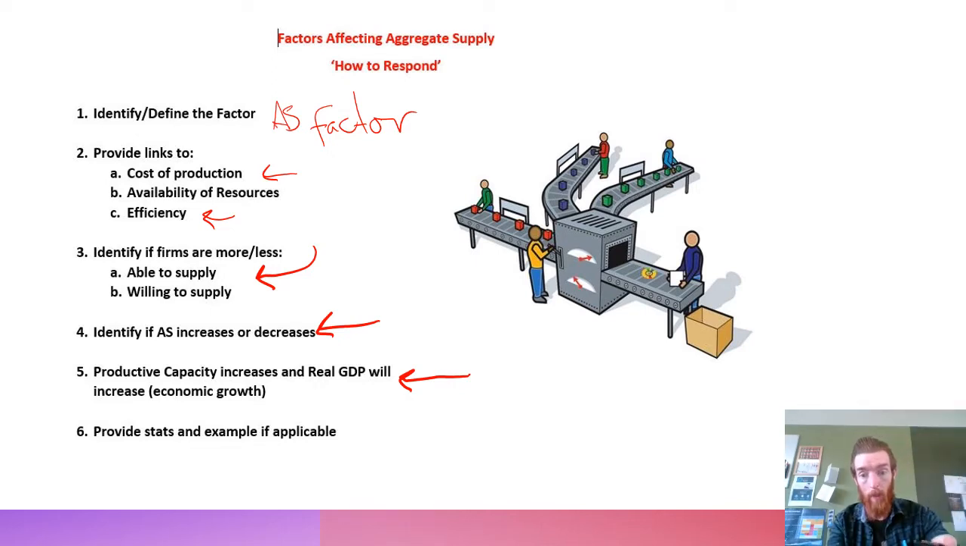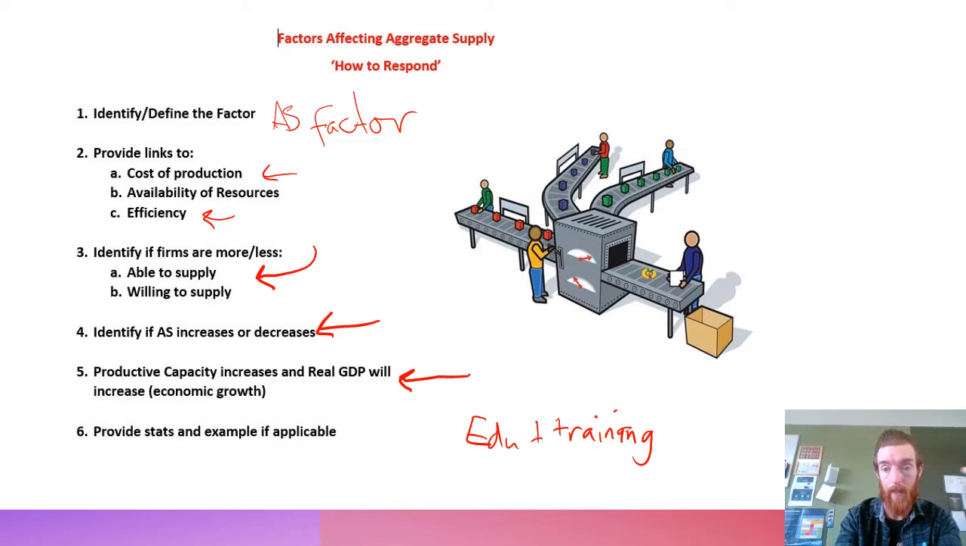In this case, if you get the option of which one to use, I always recommend using education and training, because it's really easy to talk about how that then impacts workers being able to produce more output per unit of input because they're more productive, they're getting more output per hour worked, and therefore that increases our productive capacity and increases our economic growth.